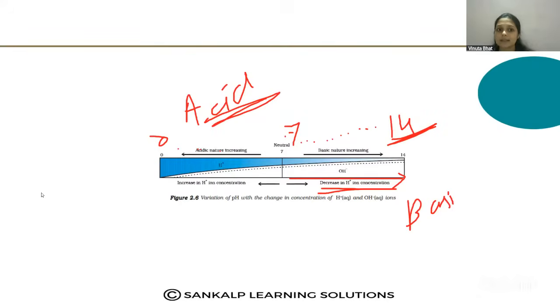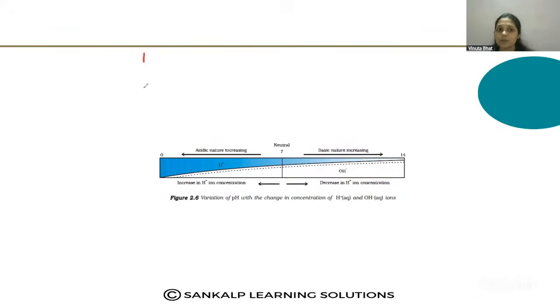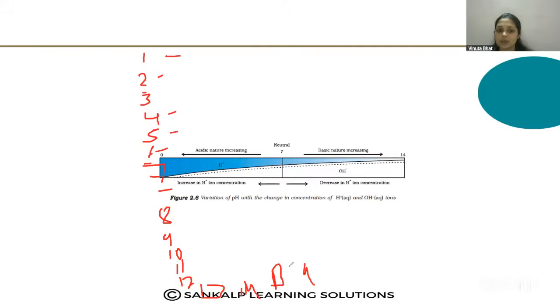ಓಕೆ, ಸೊ ಅರ್ಥ ಆಗಿದೆ ಅಂತ ಅನ್ಕೊಳ್ತೇನೆ. From 1 to 2, 3, 4, 5, 6, so this number shows the acid character, and 7 is the neutral, and from 8, 9, 10, 11, 12, 13, 14, that is the basic nature. So acid character, strong acid ಯಾವಾಗ ಆಗುತ್ತೆ? So when it is having the pH less, that is 2, 3 like that. So strong base ಯಾವಾಗ ಆಗುತ್ತೆ? pH ಜಾಸ್ತಿ ಇದ್ದಾಗ, like 12, 13, 14 ಇದ್ರೆ ಅದನ್ನ strong base ಅಂತ ಹೇಳ್ತೇವೆ.